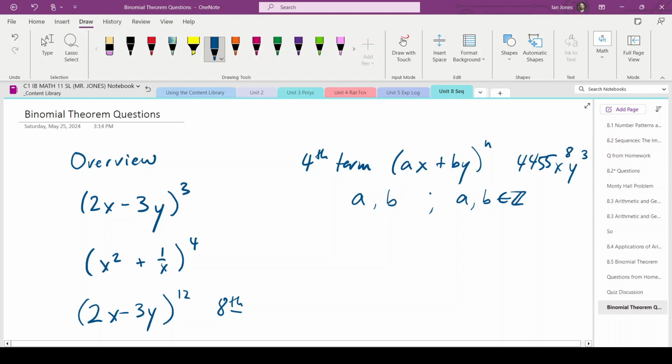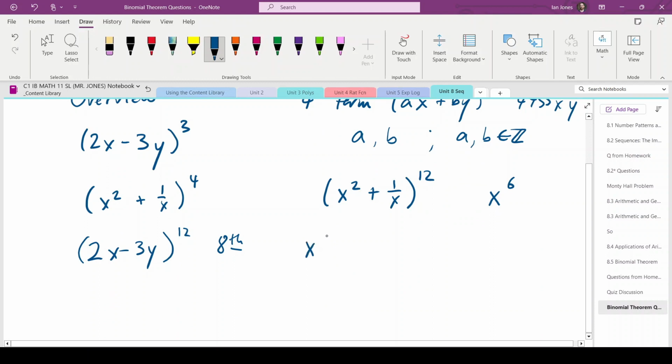Then after that, I'm going to carry on and do another question where we're told that x squared plus 1 over x to the 12th will be expanded, and we want to know in which term number we will get an exponent of x to the 6th.